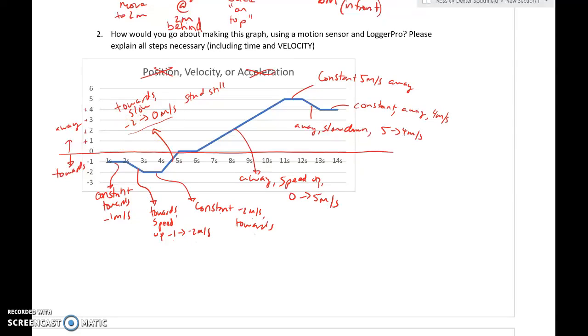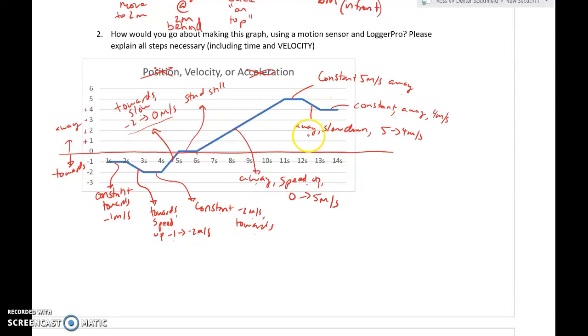And that should be an arrow there. Since it's still negative, you're still going towards. This flat line right on the 0 means you're not moving. You're standing still. That would be all you'd need to say. From seconds 6 to 11, those numbers are getting bigger. You're going from 0 meters per second to 5 meters per second. So you're moving away, speeding up, and there's your speed. Flat line at 5, constant velocity, 5 meters per second, away.